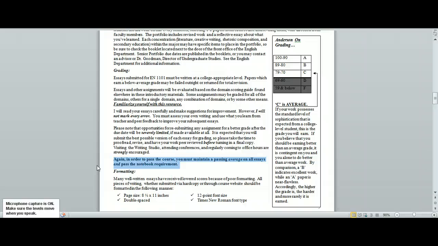And vice versa. You could have a really fantastic notebook, but if you don't have a passing average on your essays, then you also don't pass the class. And the other things that we might do in class, while they would contribute to a grade that was passing otherwise, even if you do have all this other material contributing to your grade, if you don't have that passing notebook and you don't have that passing essay average, you will not pass the class.